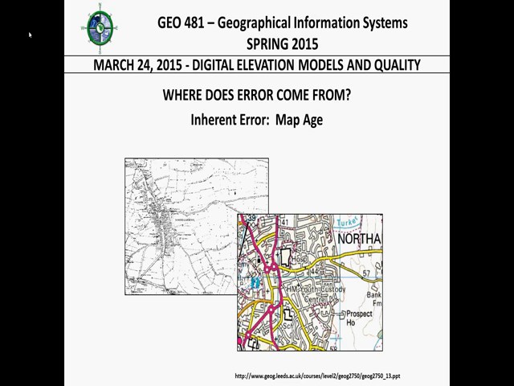So that's an inherent error, again. The data's not wrong, it just isn't updated. And if you're doing a historical study, it works fine. If you're studying an area that hasn't changed much since 1990, which is a lot of this area, it's fine. But if you're wanting to look at new subdivisions, new buildings in Amherst, it's not fine. So an inherent error in that case is the map age.